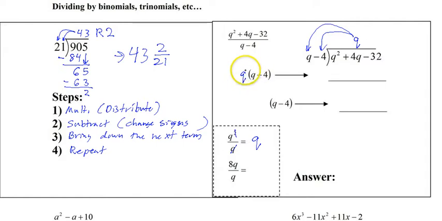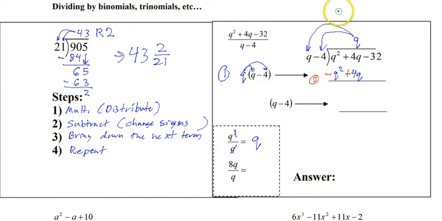So it's going to be q times q, q times negative 4. So q times q is q squared. And then that would be minus 4q. That's step 1. Step 2 is to subtract. So we're going to do this in red. If you subtract, what happens is the signs change. So that's all you have to do. So it's change signs. Okay, so we distributed, change signs.